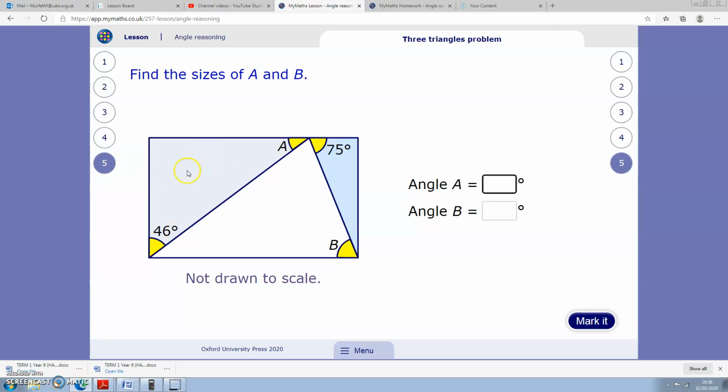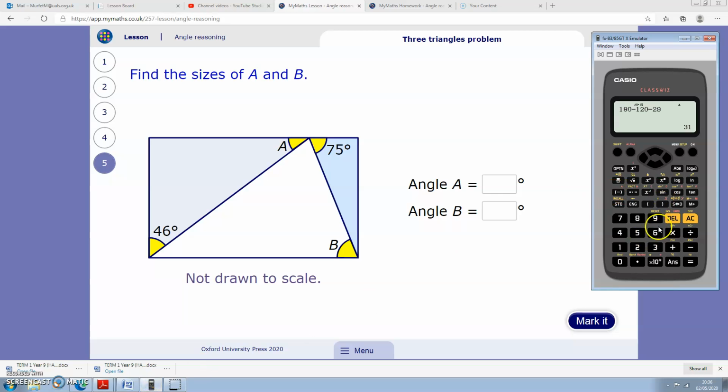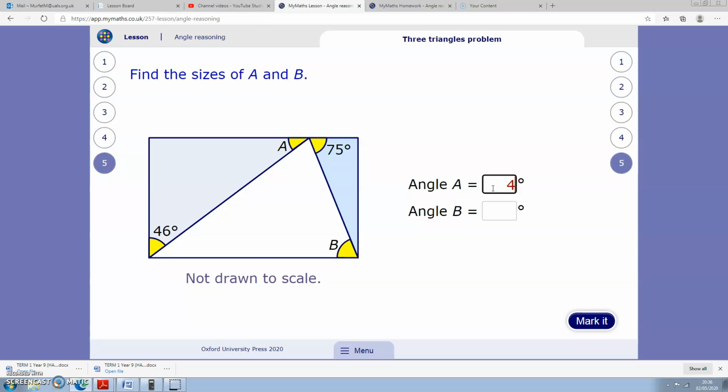Okay, so what do we know about the corners? We know that each corner, because it's a rectangle, is going to be 90 degrees. So straight away we could find A, because I've got 90 degrees, and I've got 46 degrees, and the sum of the 3 angles is going to add up to 180 degrees. So 90 plus 46 gives me 136. 180, take away. Now I could press the answer button like I've done there. That was my last answer in the calculator. And it's going to give me 44. So A is going to be 44 degrees.